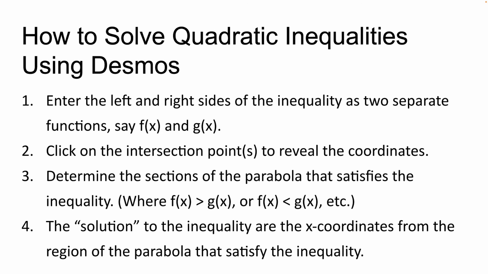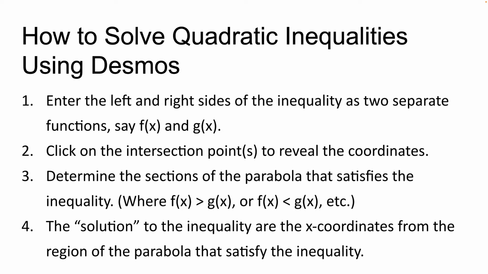Now let's look at our directions on how to solve quadratic inequalities using Desmos, then we'll look at a few examples. First, enter the left and right sides of the inequality as two separate functions, say f of x and g of x. Then click on the intersection point or points to reveal the coordinates. Determine the sections of the parabola that satisfy the inequality. In other words, you want to look where f of x is greater than g of x, meaning above, or where f of x is less than g of x, meaning below.